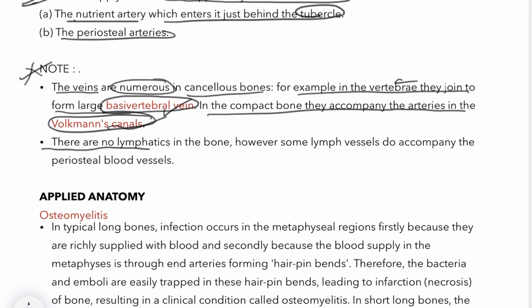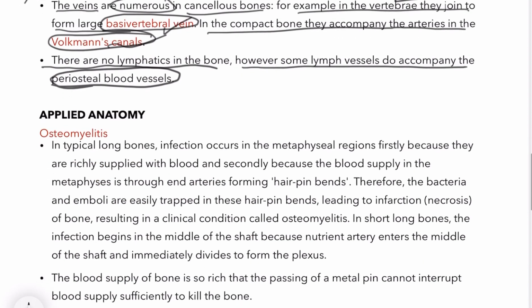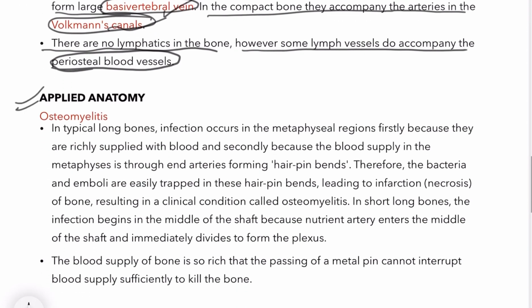There are no lymphatics in the bone. However, some lymph vessels do accompany the periosteal blood vessels. There is the exception that some of the lymph vessels are present with the periosteal blood vessels, that is the periosteal arteries. Now applied anatomy, remember osteomyelitis.